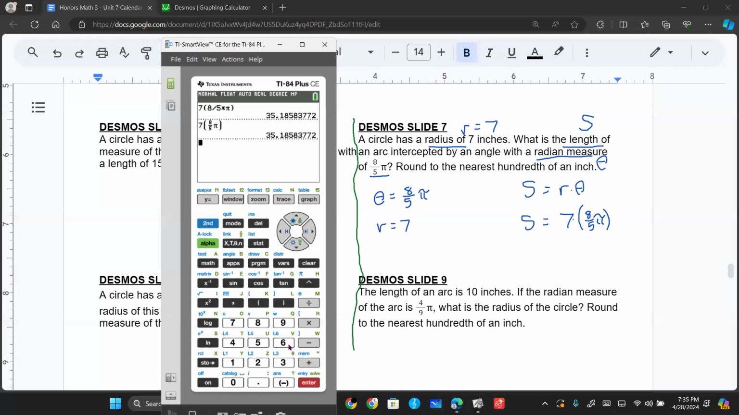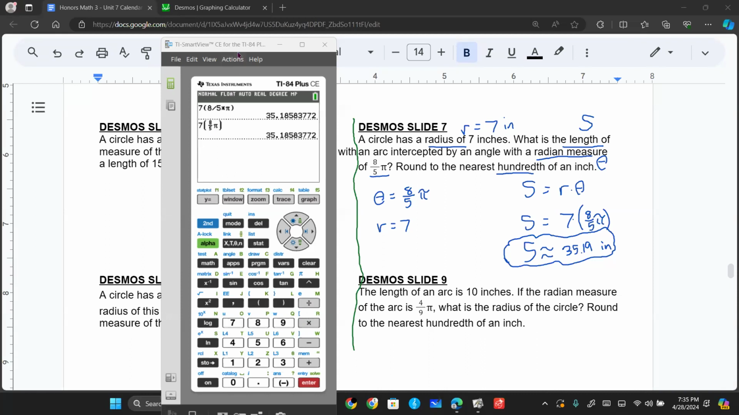That number represents the length of the arc. And since I'm given inches here, I'm going to keep the units in inches. So our length is going to be approximately, it says nearest hundredth, 35.185, so I can say 35.19 inches. So that's how long that arc is. Again, pretty basic formula. Just use S for the length so you don't confuse it with the other arc length formula that we have.